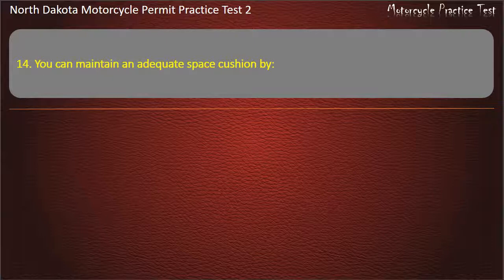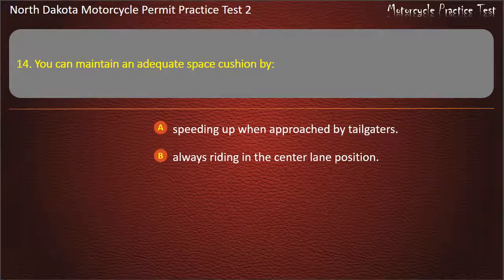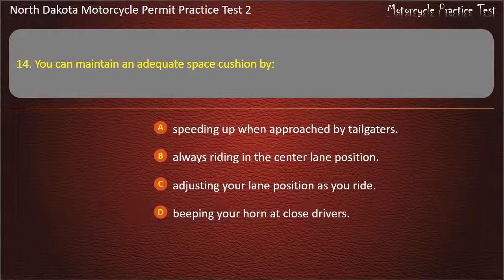Question 14. You can maintain an adequate space cushion by: Speeding up when approached by tailgaters. Always riding in the center lane position. Adjusting your lane position as you ride. Beeping your horn at close drivers. Answer: Adjusting your lane position as you ride.